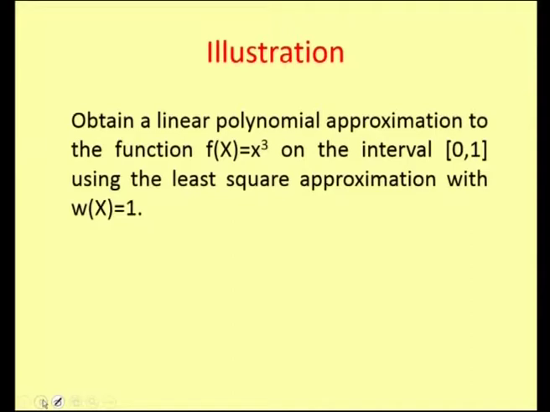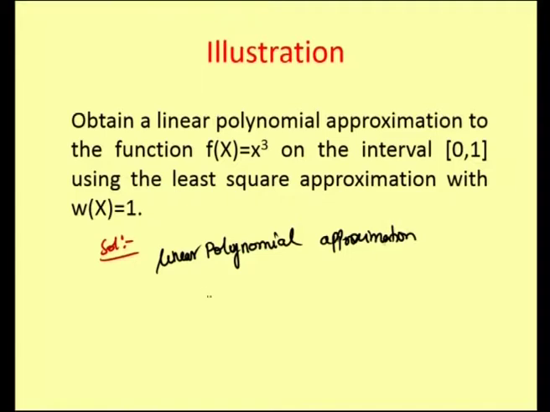Obtain a linear polynomial approximation to the function f of x equal to x cube on the interval 0, 1 using the least square approximation with w of x equal to 1. So, consider the linear polynomial approximation as p of x equal to a0 plus a1 x, where a0 and a1 are arbitrary parameters.